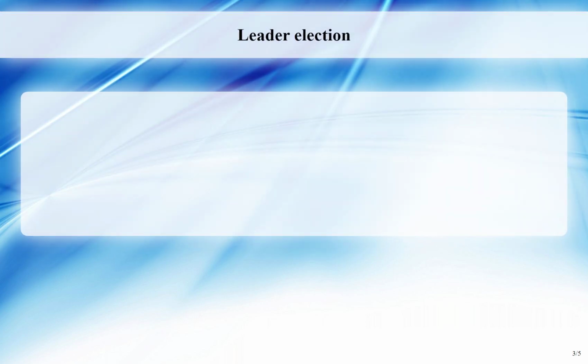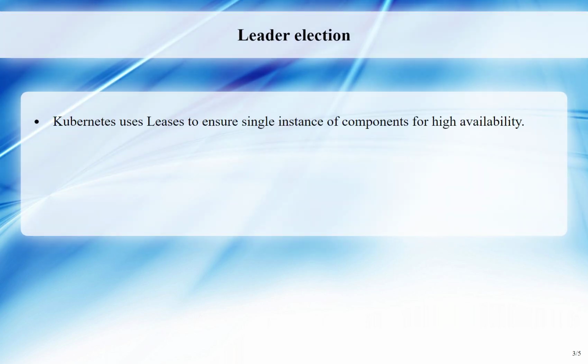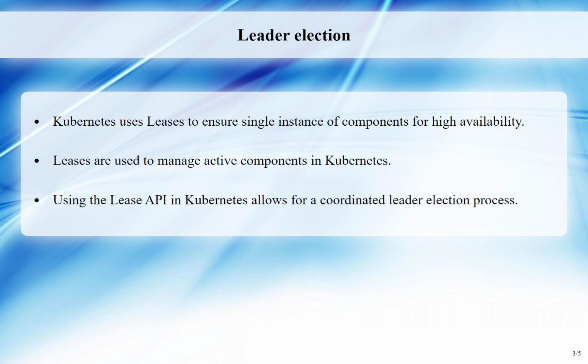Leader election. Kubernetes uses leases to guarantee only one instance of a component runs at a time, particularly for control plane components in high availability setups. In cases where only one active component should be running with others on standby, such as with kube-controller-manager and kube-scheduler, leases are utilized. By leveraging the Lease API, Kubernetes establishes a coordinated leader election process to determine which component instance assumes the role of leader.